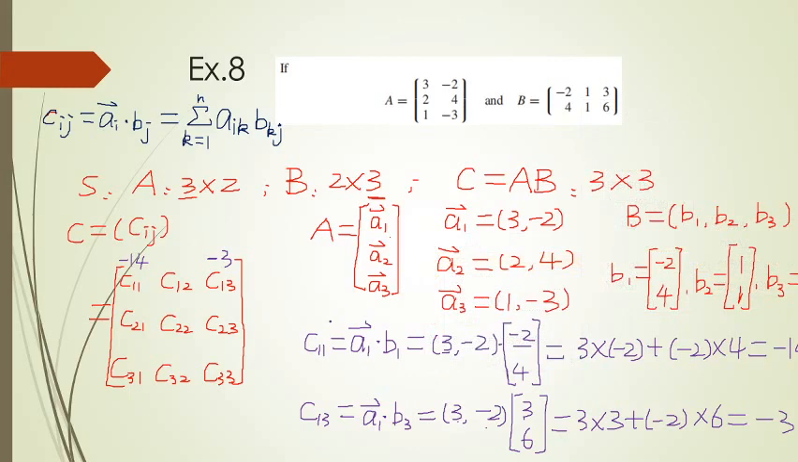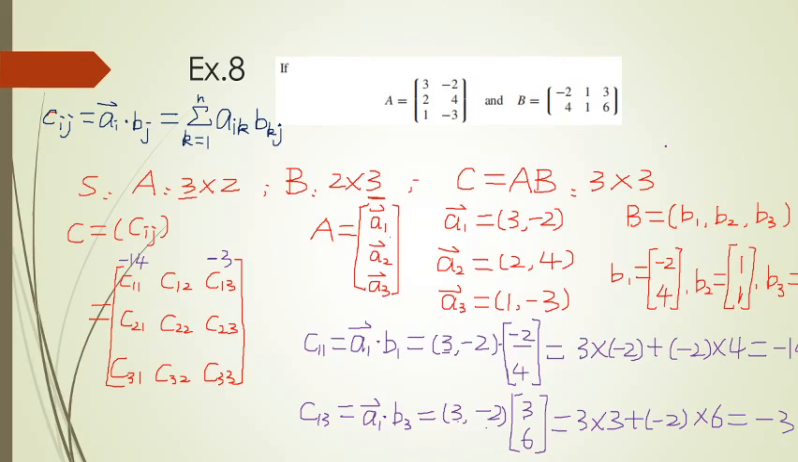Someone asked why we didn't calculate C12. Yes, we should calculate every entry. I just gave two examples, C11 and C13, and then C12. We need to calculate those one by one.